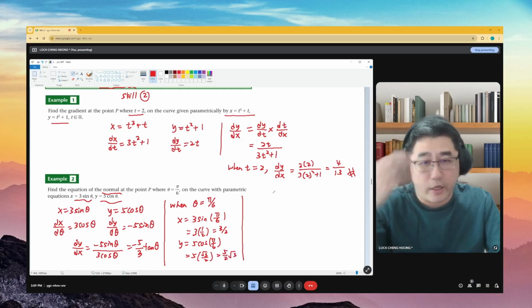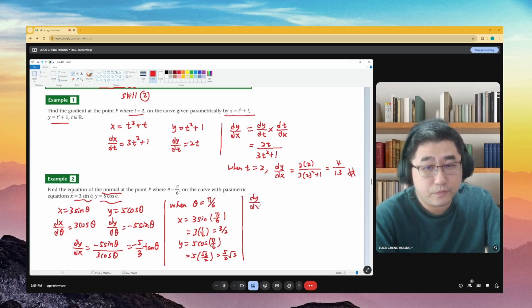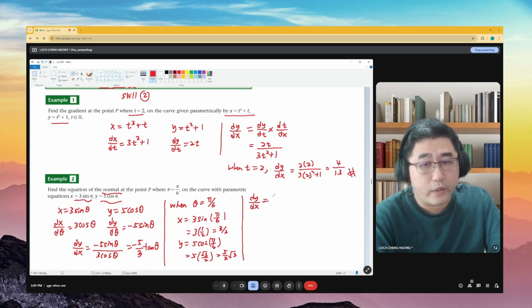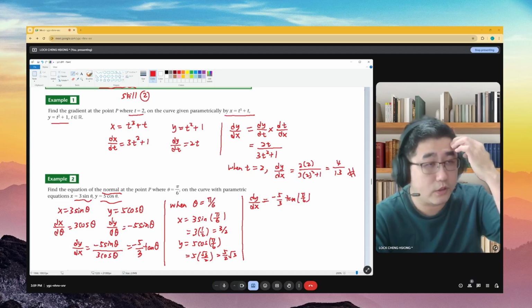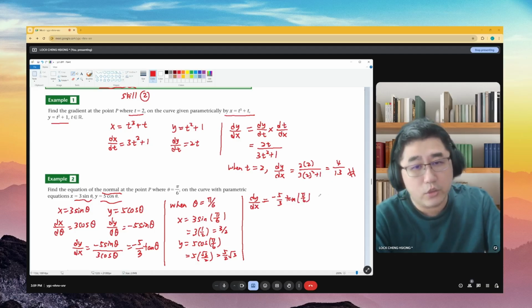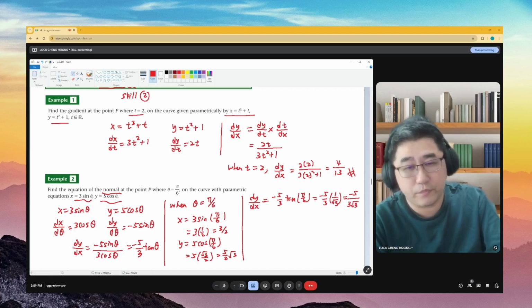Okay, then I also have the dy/dx value, which is negative 5 over 3 tangent pi over 6. Pi over 6 is 30 degrees, so I get negative 5 over 3 times 1 over square root 3. So we have negative 5 over 3 square root 3 here.